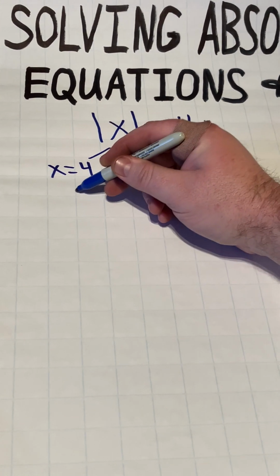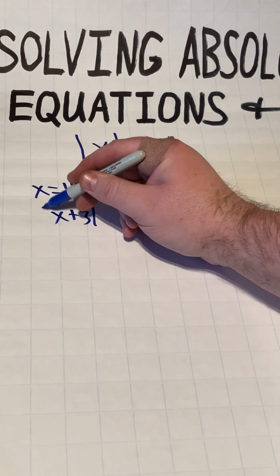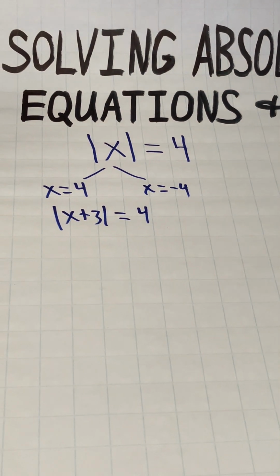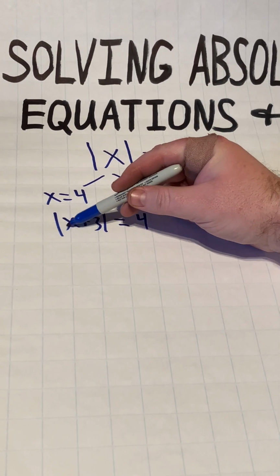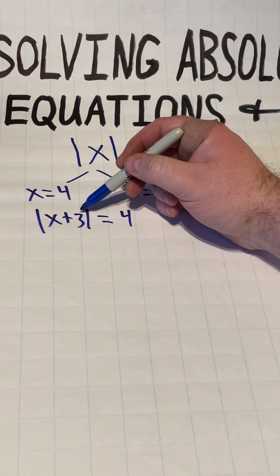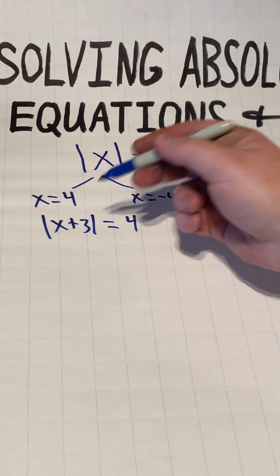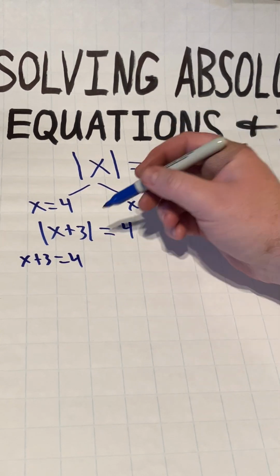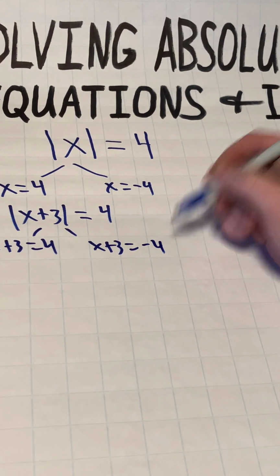And that doesn't change even if I have the absolute value of something other than x equals 4. We're still saying the absolute value of whatever is in here is equivalent to 4. That means whatever is inside of the absolute value bars could be 4, or it could be negative 4.